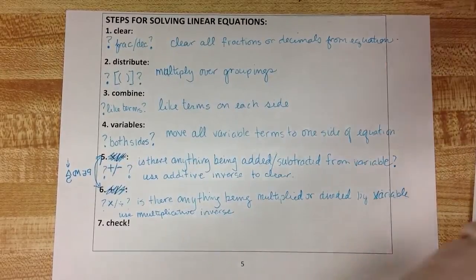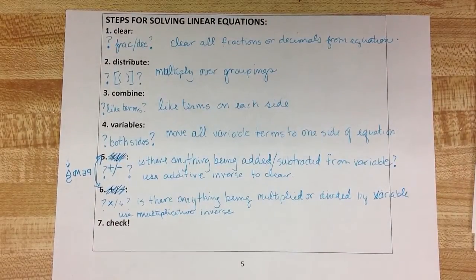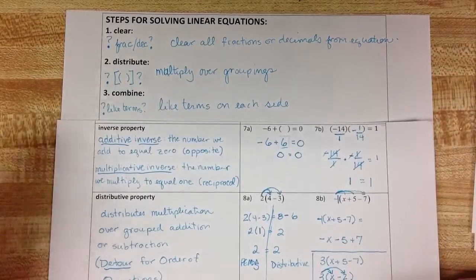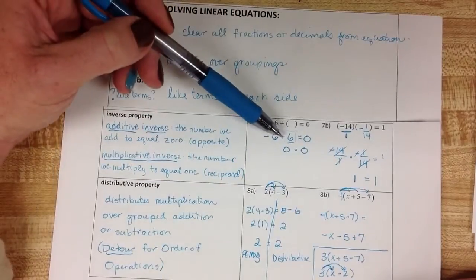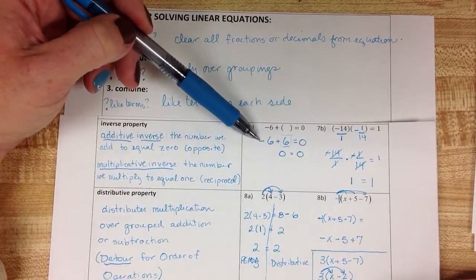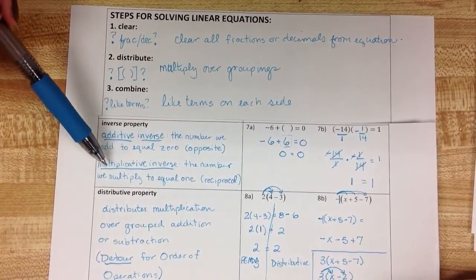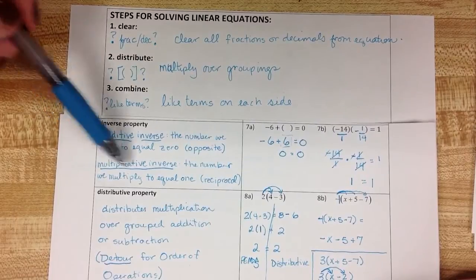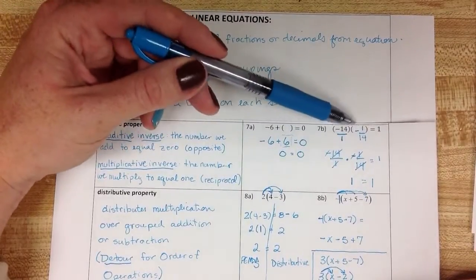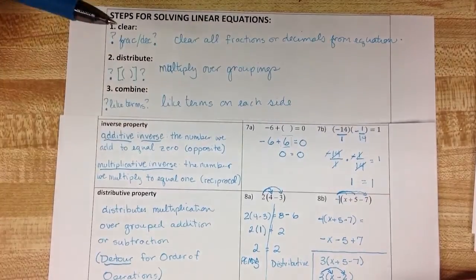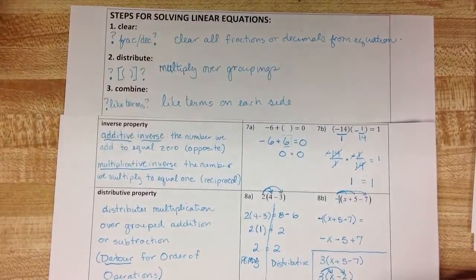If you need to see those again, just look back through the old notes. The inverse properties were right above the distributive ones. So the additive inverse is the opposite, so that adding 6 to a negative 6 will make it go away. And the multiplicative inverse is the reciprocal. You can get a negative 14 to go away or become a 1 by multiplying it by its reciprocal, negative 1/4.